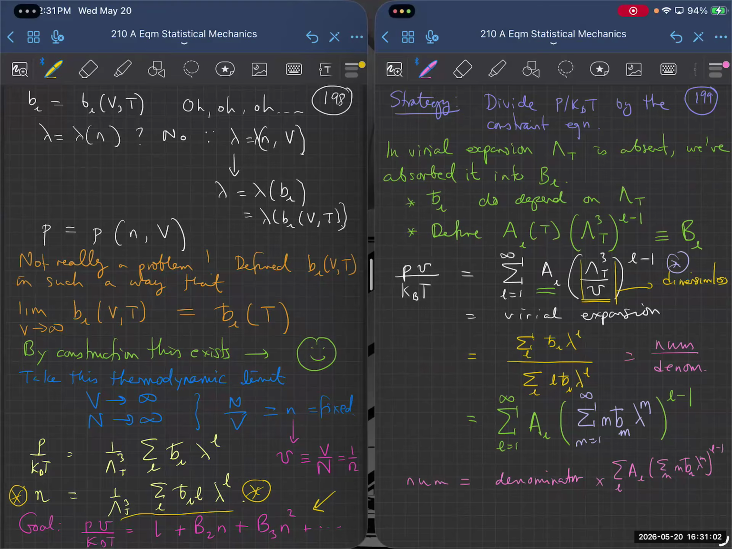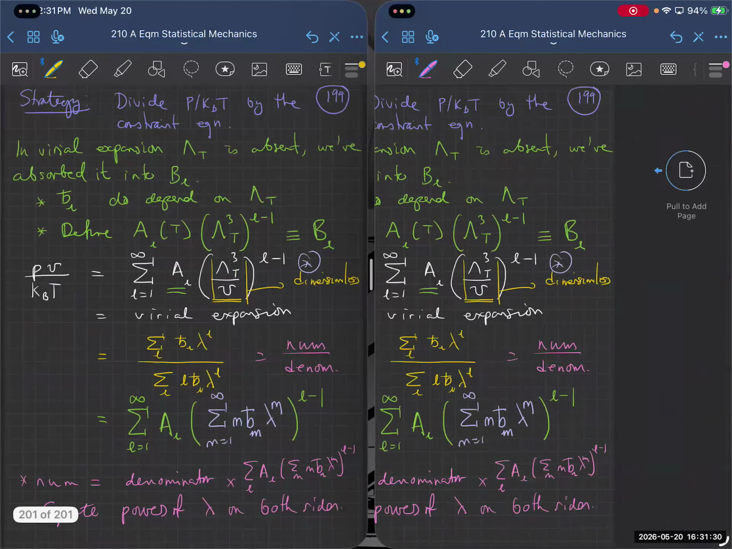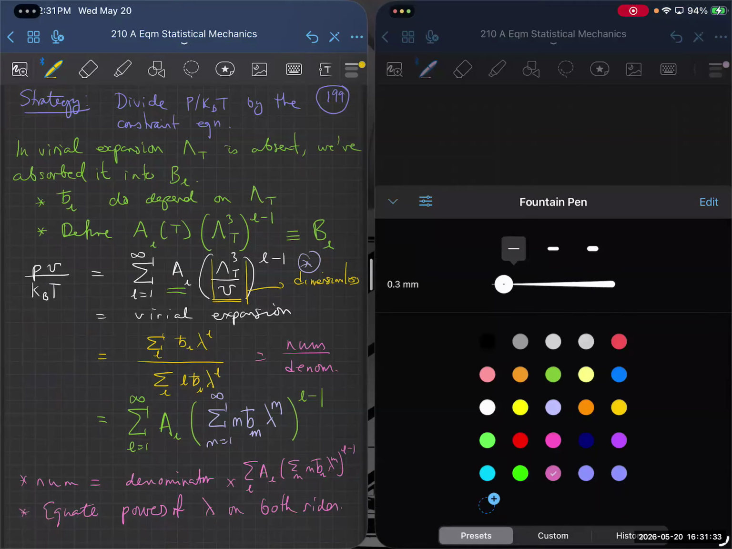So you write it like that, and then you equate powers of lambda on both sides, because these equations are supposed to be true for all values of lambda. Therefore, writing out the power series expansion, every term on the left-hand side must equal the terms on the right-hand side. So I just have to compute those coefficients. I now have to work out what all those coefficients are.